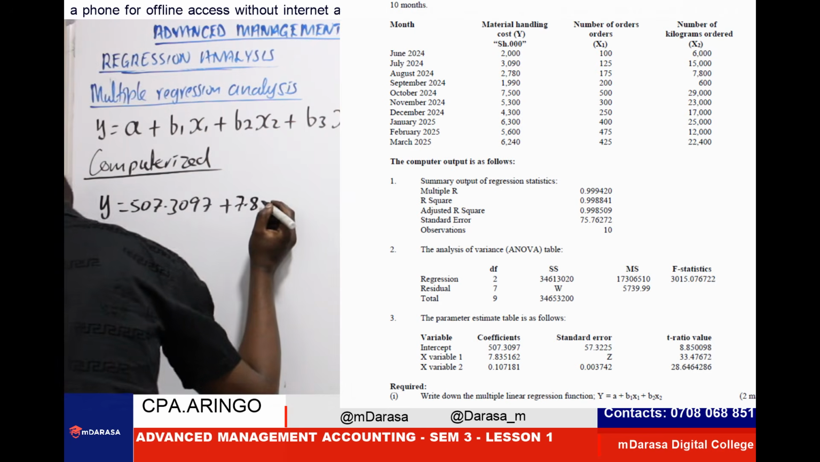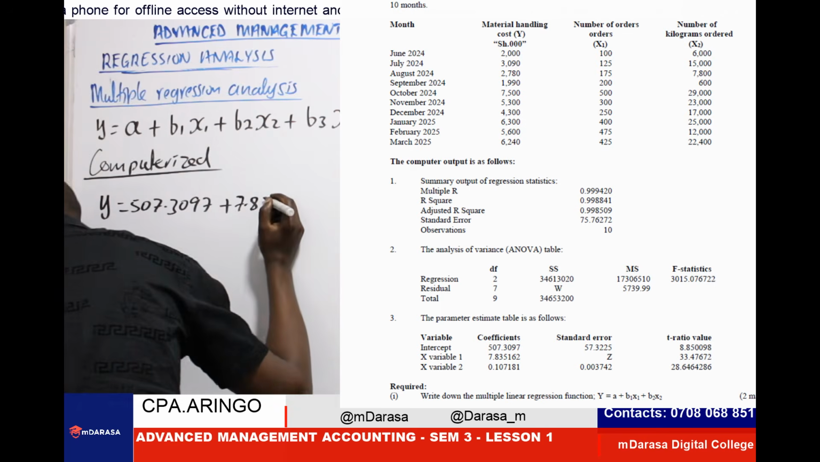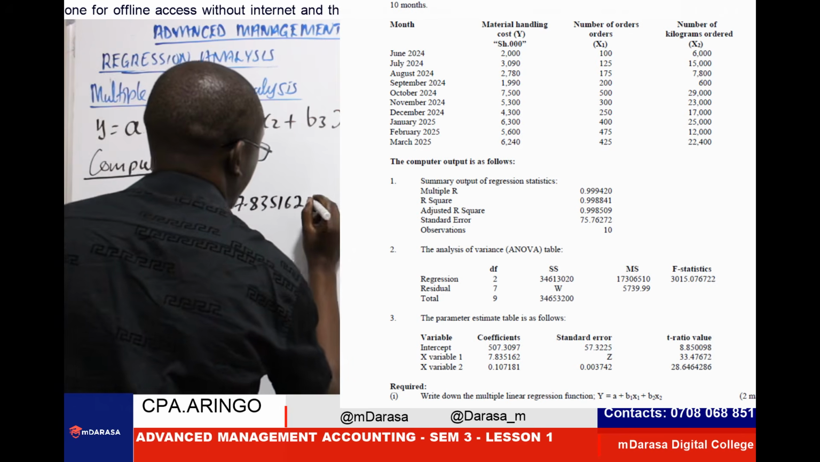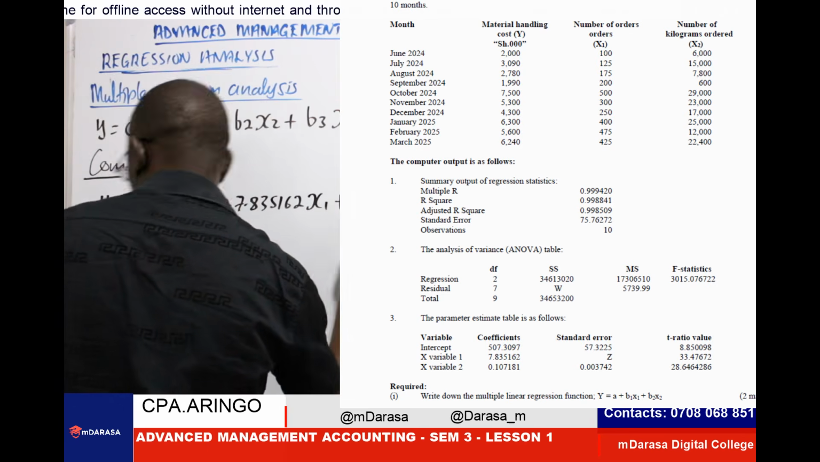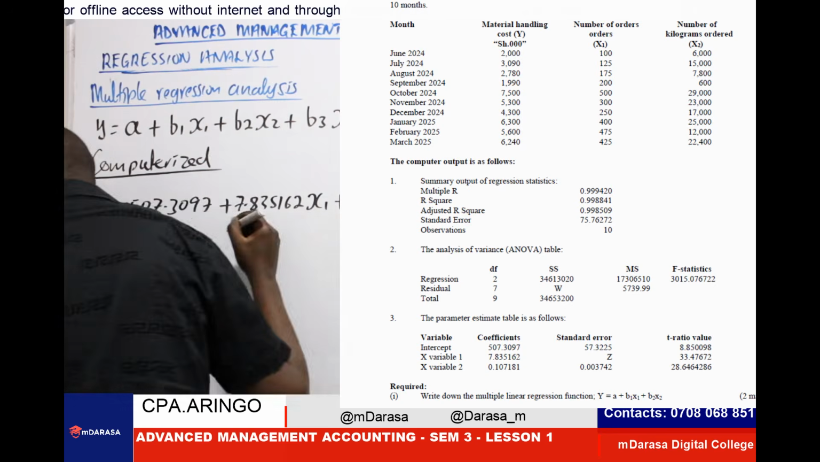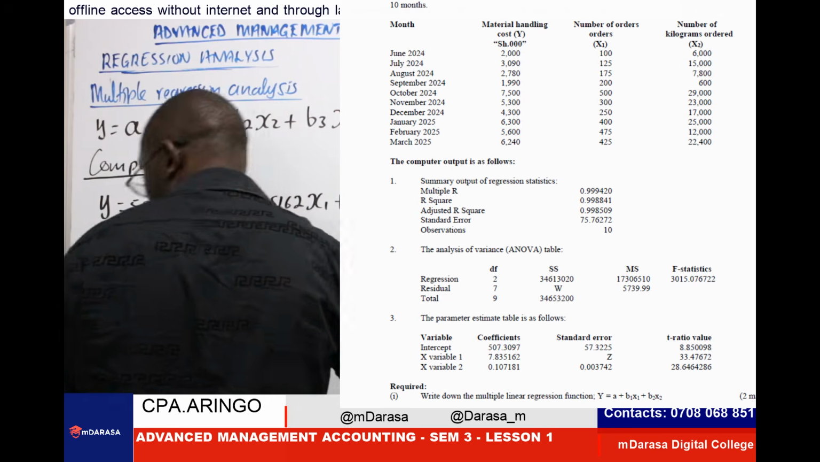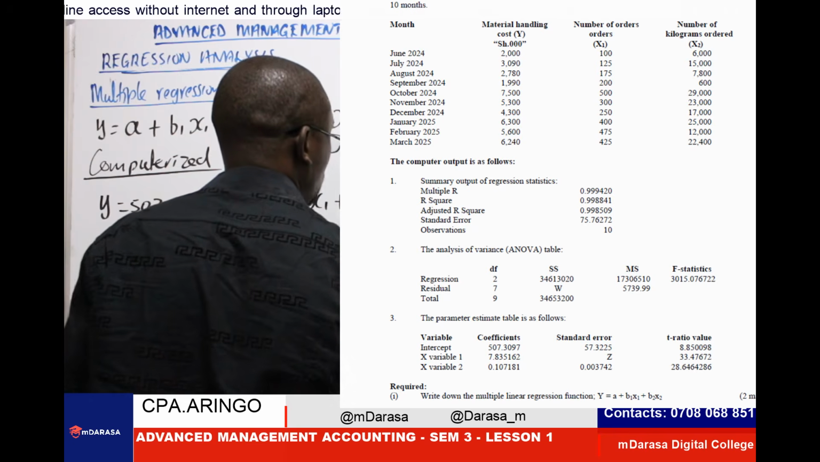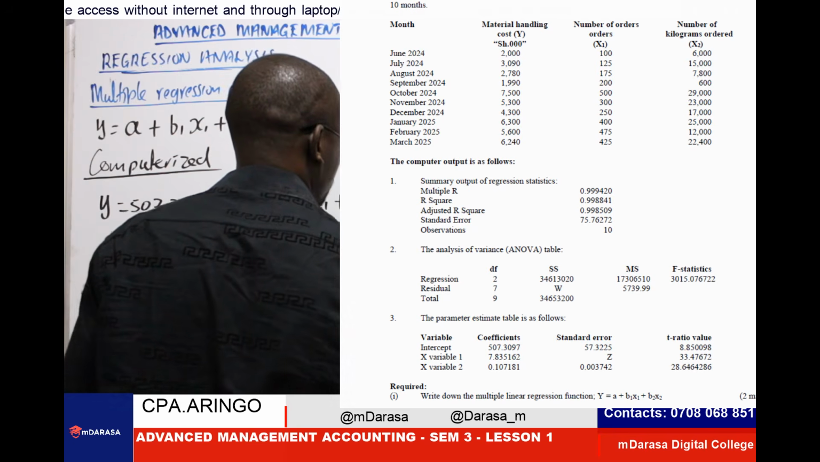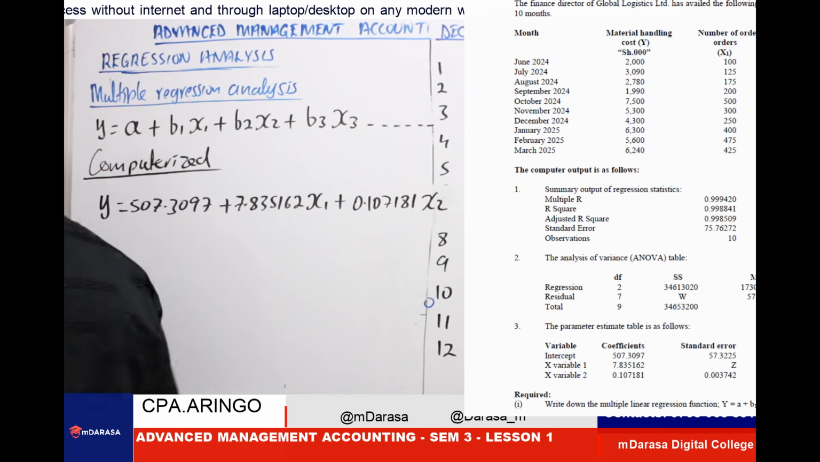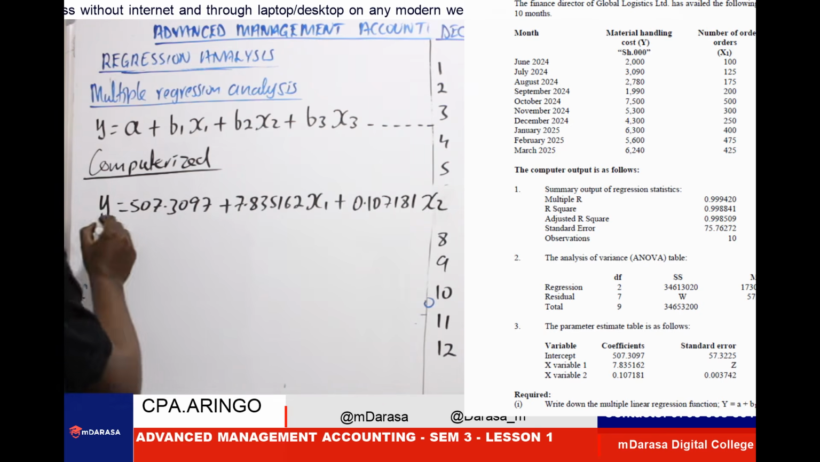The first variable I'm having is 7.835162. That is what I take to be x1. Plus the other variable is 0.107181. This one I'm going to take as x2. See, we have our equation. That's it. This is our equation, and that's why you're given only 2 marks.